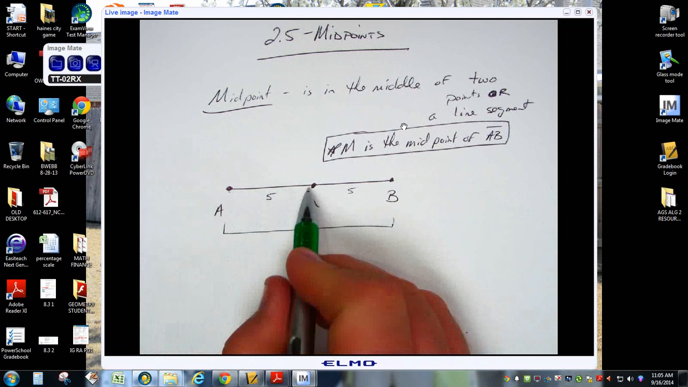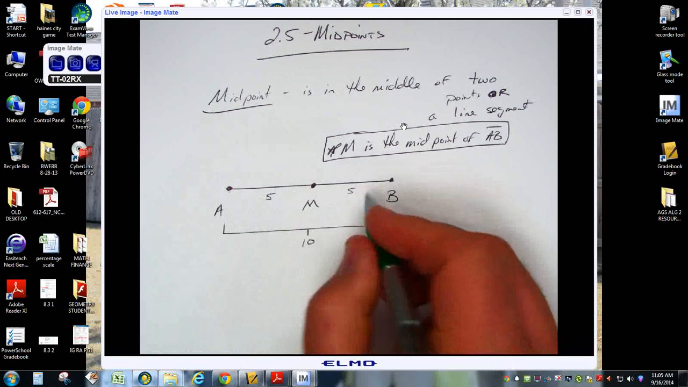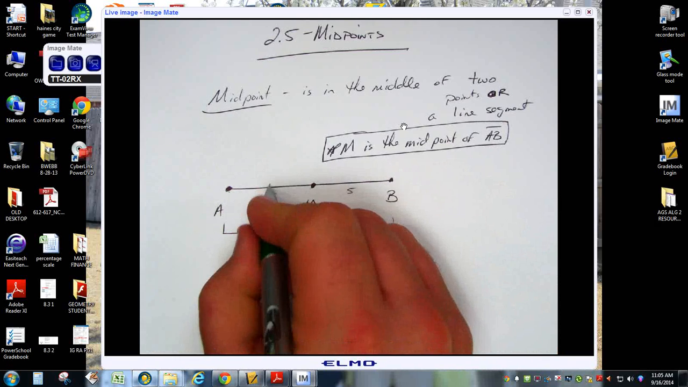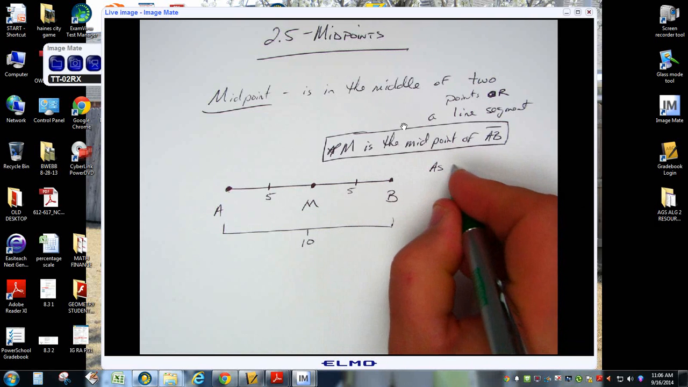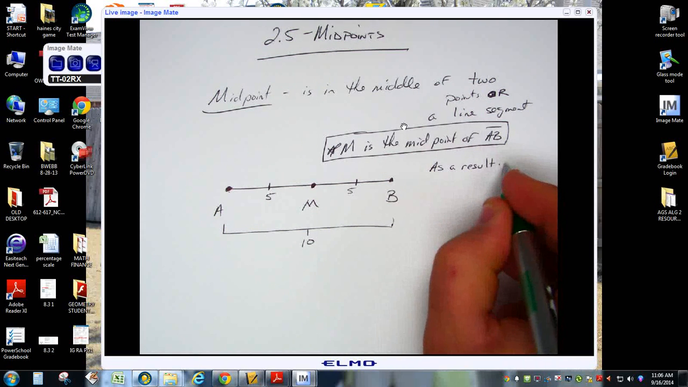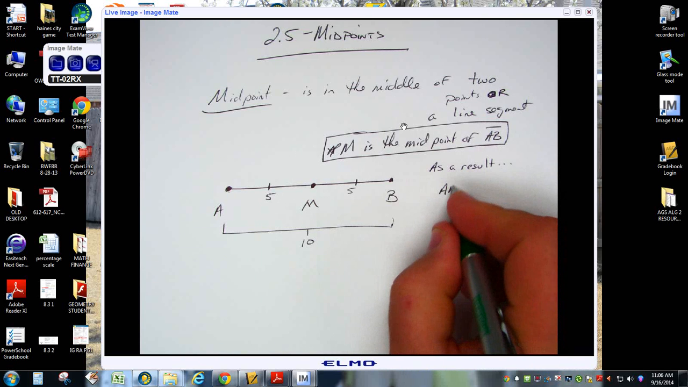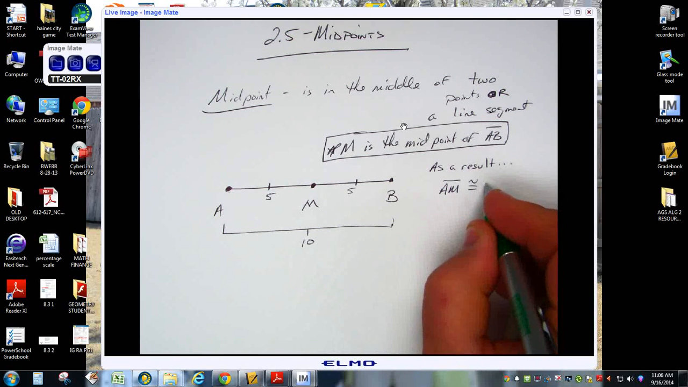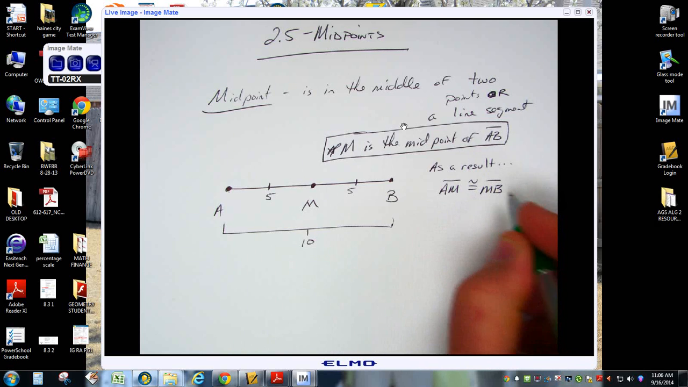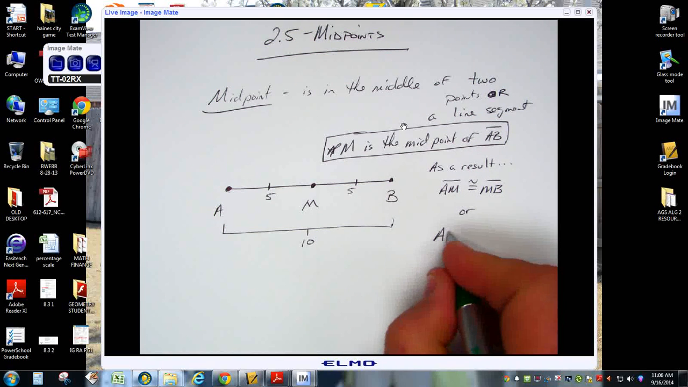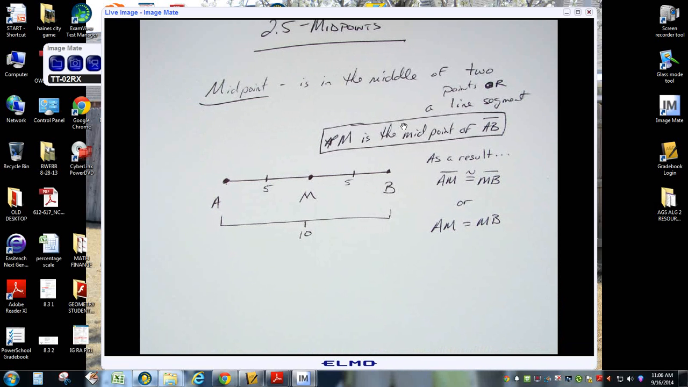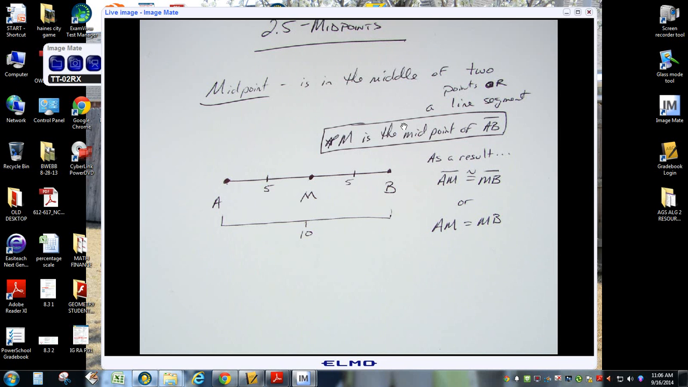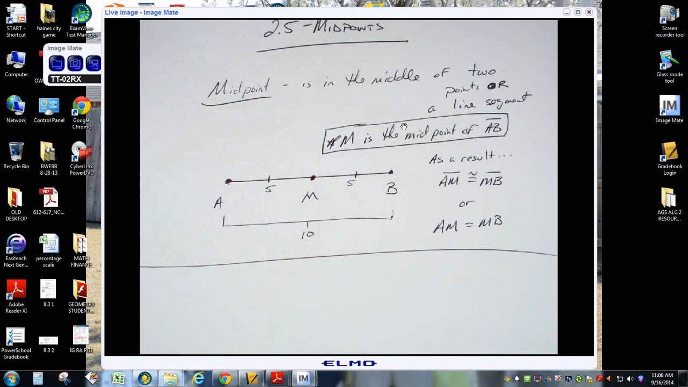When two things are the same distance, what do we say they are in geometry? Or same size? So this is congruent to what? So as a result, I could say segment AM is what? Congruent to segment what? MB. Or the distance from A to M is equal to the distance from what? M to B. Probably didn't need me to tell you that, did you? Well, I did anyway.